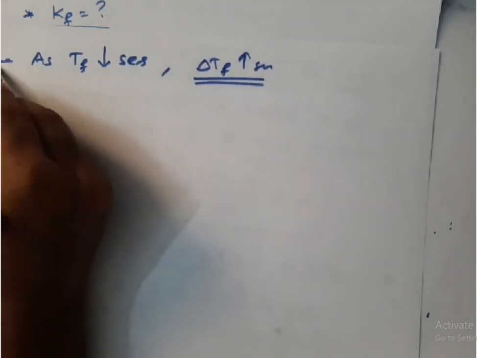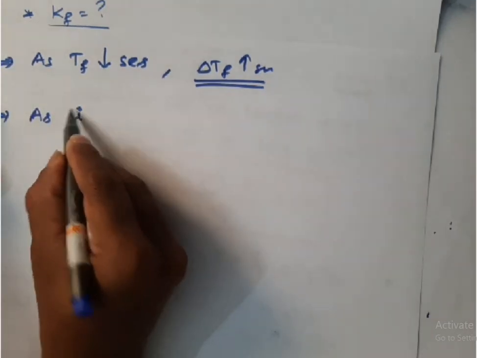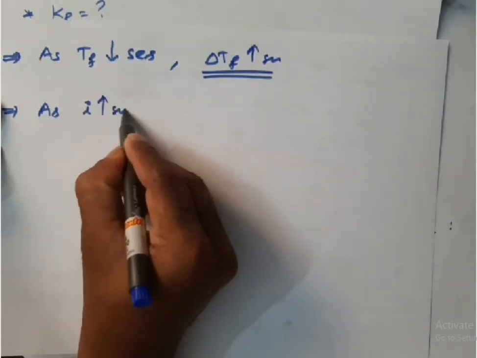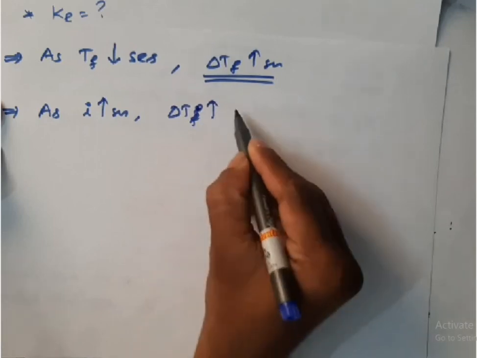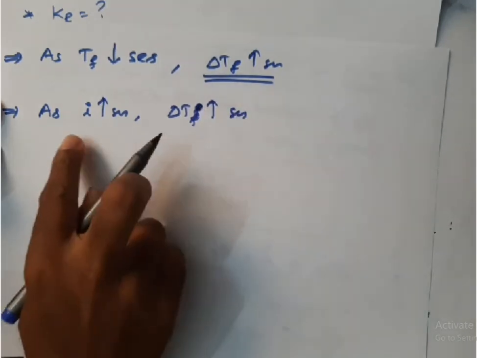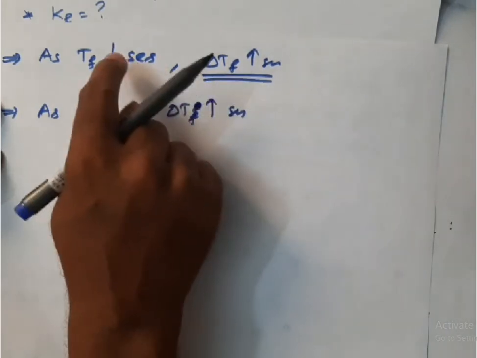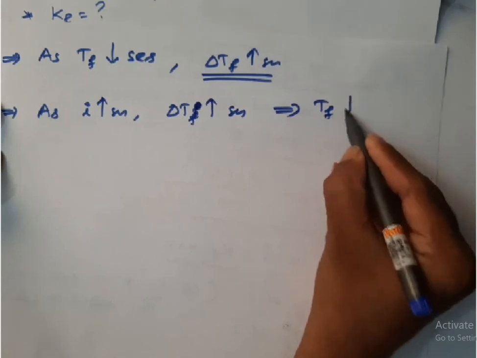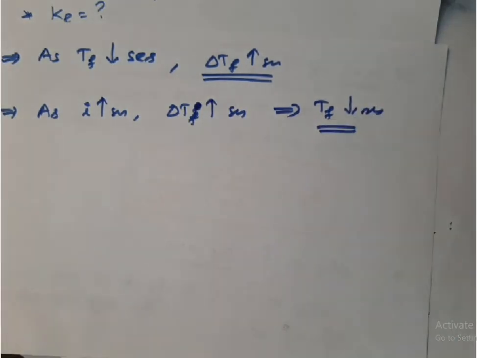Then second point, as i increases, students, I am giving you the same information the other way. As i increases, delta Tf increases because they are directly proportional. If delta Tf increases, freezing point of solution will decrease. Is it clear, students? Okay.